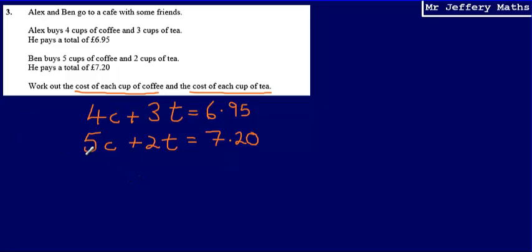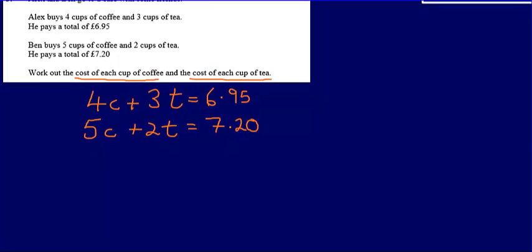The way that I'm going to solve this is to use the elimination method, and I'm going to eliminate one of my unknown quantities, so either coffees or teas. In order to do that, I need the coefficients to have the same value. What I mean is I need to have the same numbers in front of each letter, say 7c and 7c, for example. At the moment, I haven't got that. The coefficients are not the same for c, and they're not the same for t either.